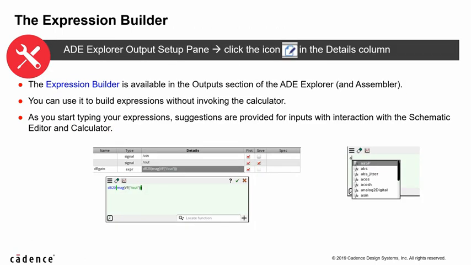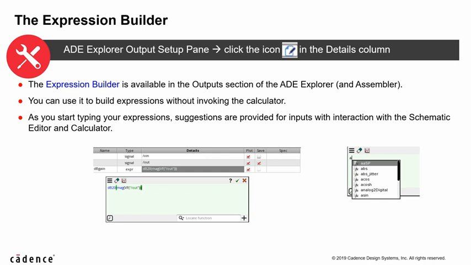Expressions can be built in the calculator, expression editor and the AD outputs pane. The expression builder is available in the output section of the AD Explorer. You can use it to build expressions without invoking the calculator. It is enabled by default, and once you choose an output of type EXPR in the output section, you can start typing your expressions in the details field.